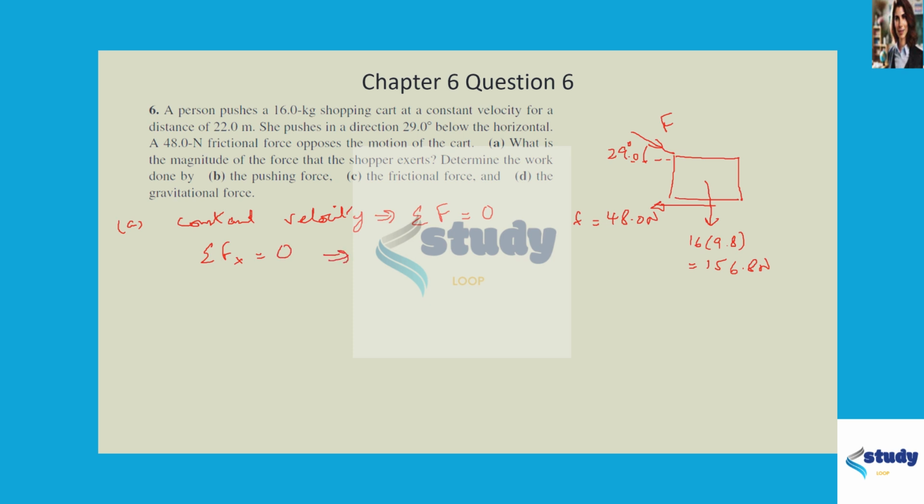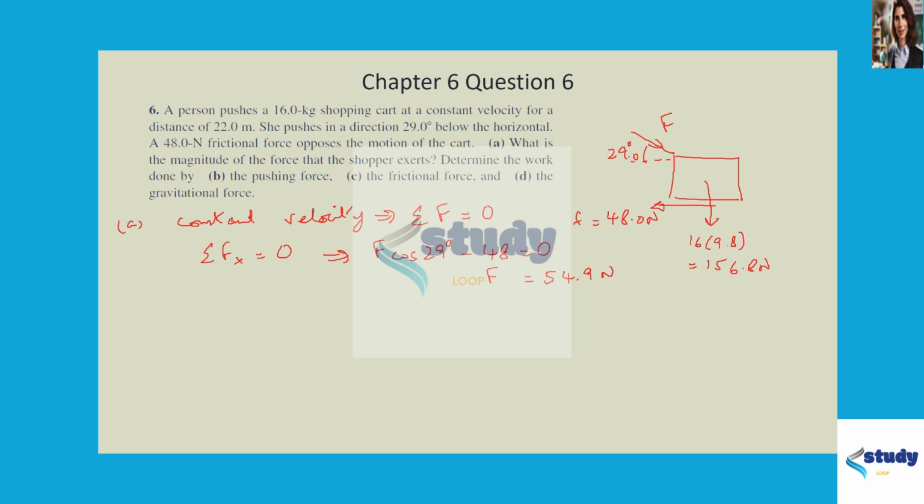zero. Now along the x-axis we have F cosine of 29 degrees, and then we also have the frictional force, 48 newtons, and the sum of those two should be zero. When I solve this equation for F, I get F is equal to 54.9 newtons.